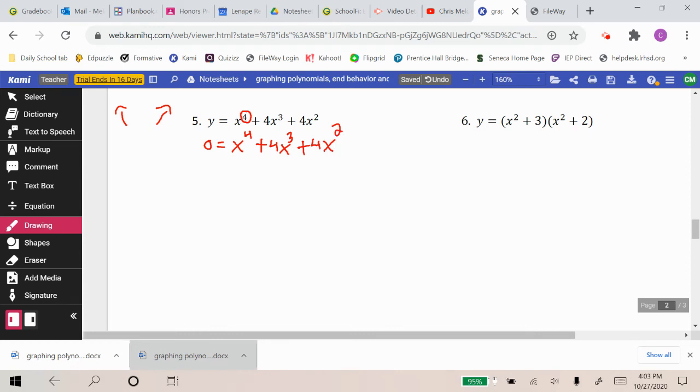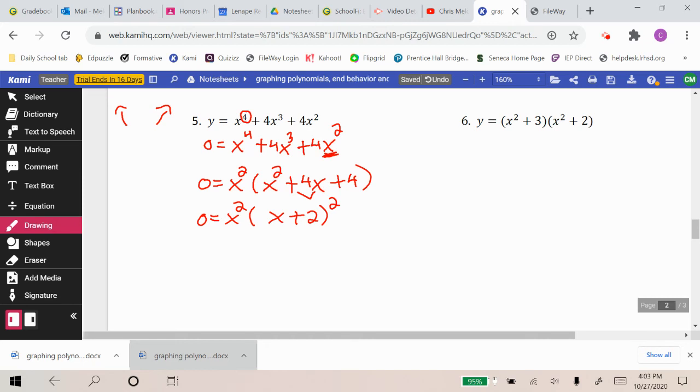And this is going to have a GCF of an x squared. So I can pull an x squared out. And then on the inside, we're going to get x squared plus 4x, and then just plus 4. So we're left with a quadratic on the inside. Now this x squared plus 4x plus 4, that's a perfect square. This would factor to x plus 2 quantity squared.